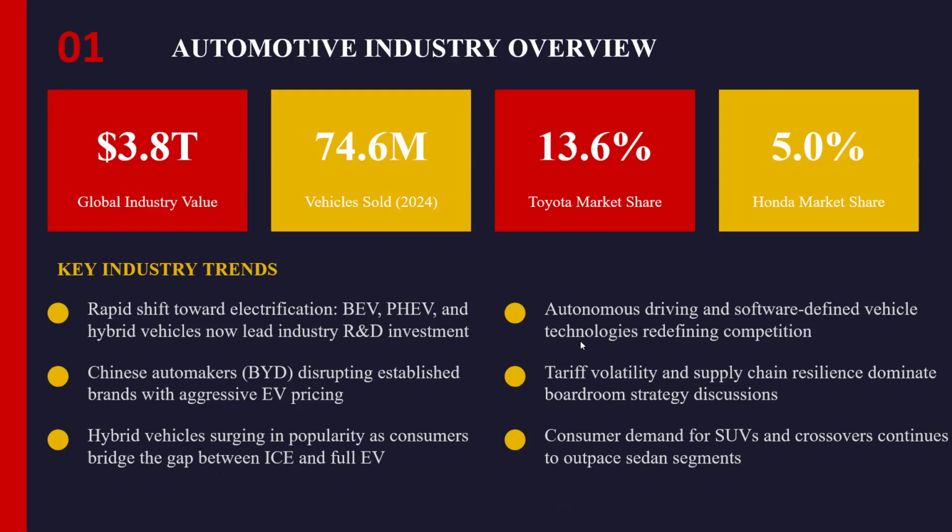Beyond that, autonomous driving and software-defined vehicles are redefining what a car even means. We got tariff volatility creating supply chain headaches across the board. And finally, consumers continue to favor SUVs and crossovers over traditional sedans, which is critical context for understanding both Toyota's and Honda's best-selling models. And this is just a brief overview of the data collected for this slide.